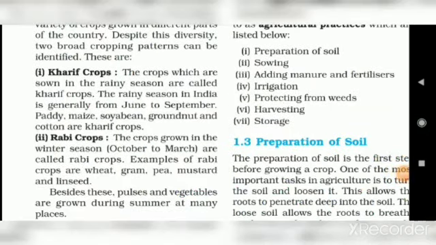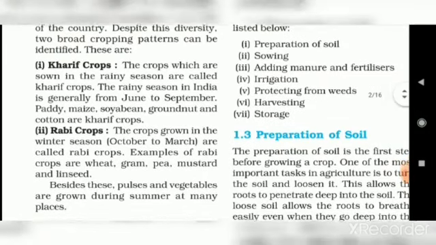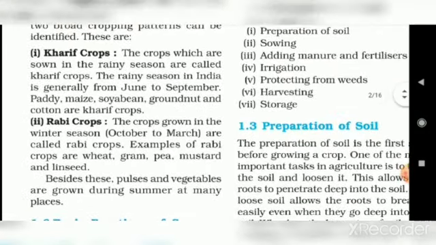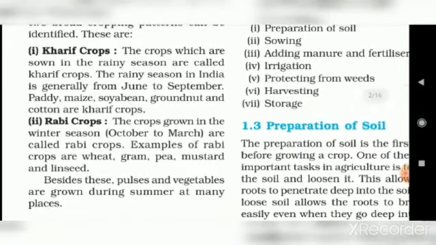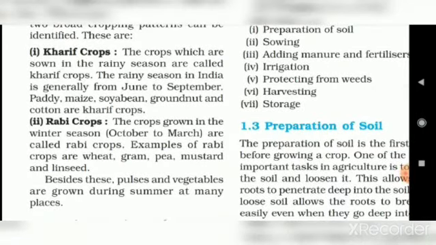So, what is Kharif crop? Kharif crops are the crops which are sown in the rainy season, and the rainy season in India is generally from June to September.